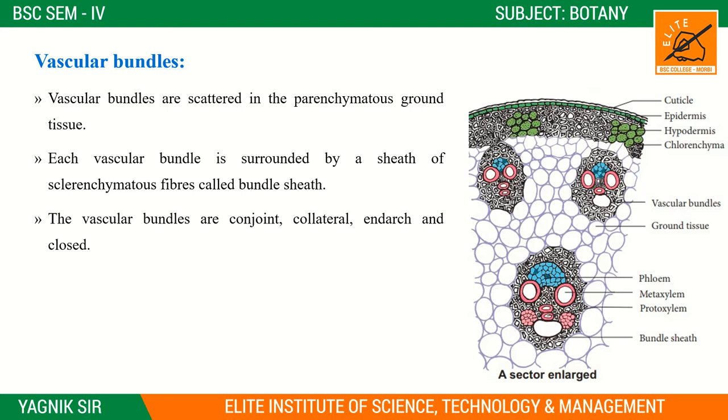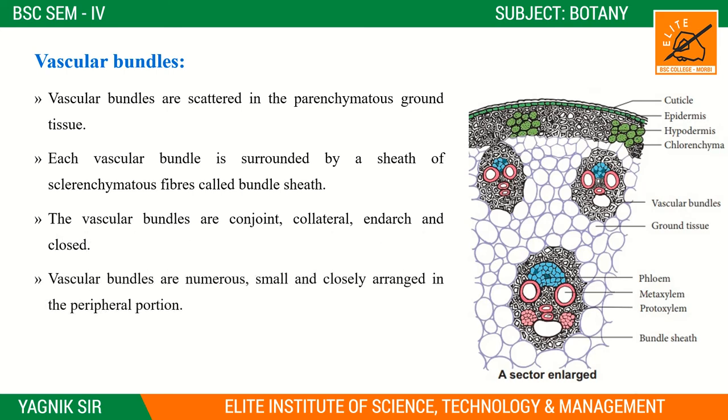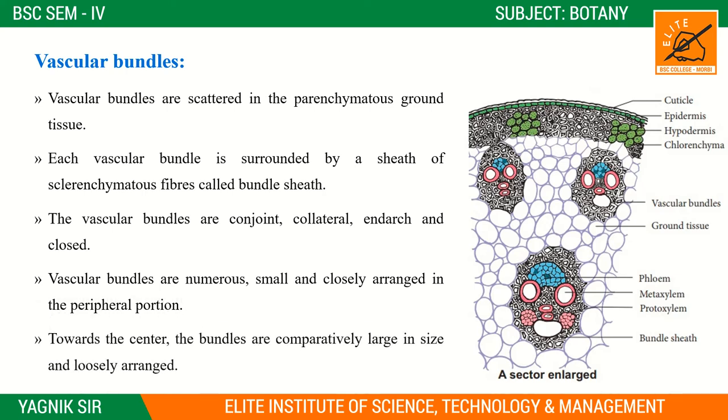The vascular bundles are conjoint type, collateral type, endarch type and closed type. કોઈ પણ ટાઈપનું હોઈ શકે છે. Vascular bundles are numerous, small and closely arranged in the peripheral portions. And towards the center, the bundles are comparatively large in size and loosely arranged.